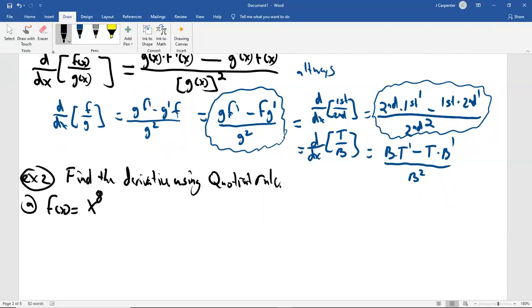x to the eighth over x to the second. So we're going to do this with our new rule. And then we'll do it again in a much simpler version, and you'll go, why would we ever use the quotient rule for this problem? And I would agree with you. I would never do the quotient rule for this problem, except in the situation of showing that it works.